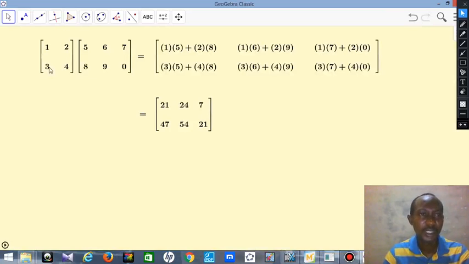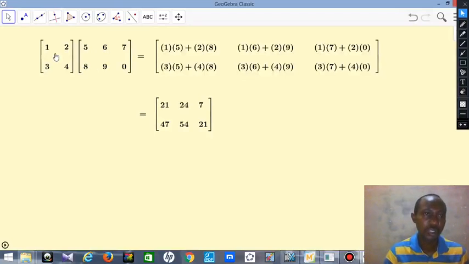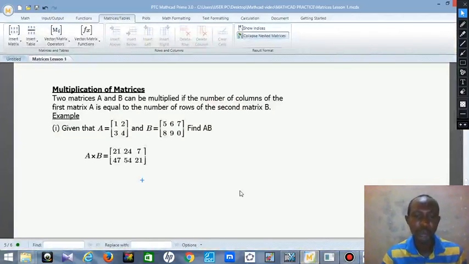The second row, you go again. Second row times first column, which is 3 and 4. 3, 4, multiply them. Then continue again. Second row, second column, which is 3 and 4 again. You can see 3, 4. Then the last column, which is 3 and 4 again. Multiply the last column. When you understand this principle, you see that multiplication of matrix is very simple. As long as the number of columns of the first matrix is equal to the number of rows of the second matrix, then multiplication is compatible.